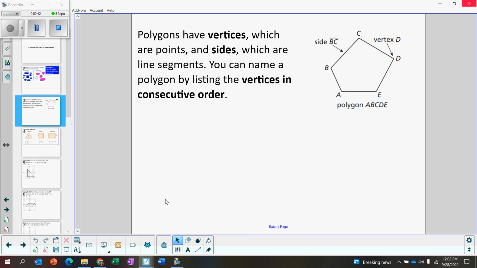Polygons have vertices. Vertices are the points, right? So A, B, C, D, and E are all points or vertices. Sides are segments, so side BC, side CD, side DE. We would name a polygon by listing the vertices in consecutive order. It doesn't matter which one we start at as long as we don't jump around. So this one they called polygon ABCDE. I could have said polygon CBAED as long as I'm going in order without jumping around.